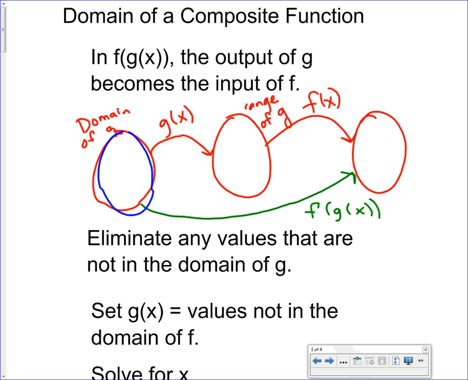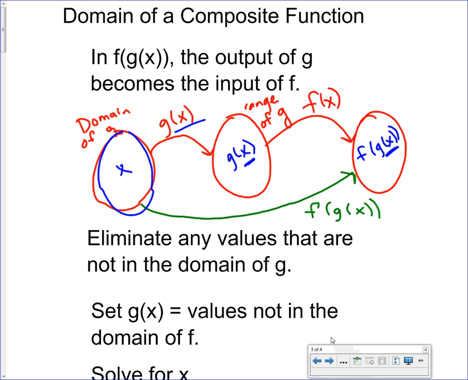and whatever you put into g, it's going to go through the g function. Think of this like a machine. So whatever input you have here, it's going to change, and it's going to become g of x. And then it's going to go through the f machine, and it's going to become f of g of x. This becomes the input of f.